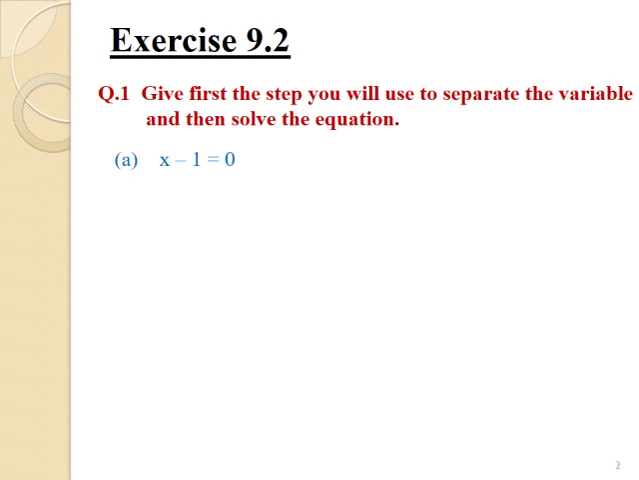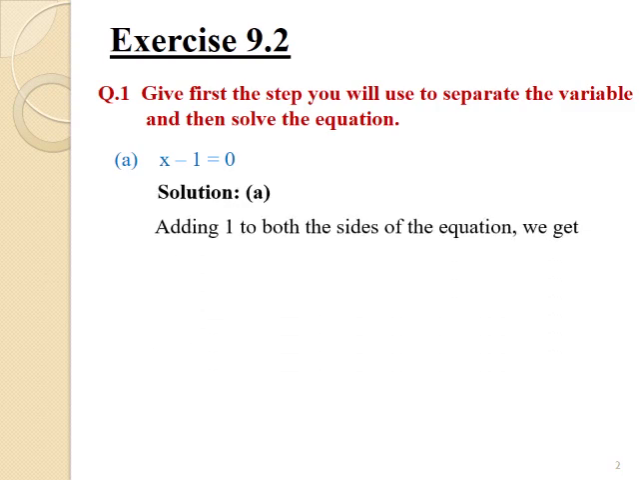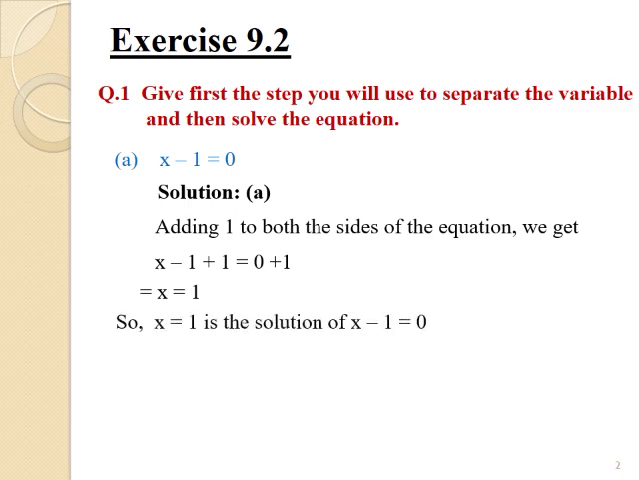Adding 1 to both sides of the equation, we get x minus 1 plus 1 equals to 0 plus 1, so x equals to 1. Therefore, x equals to 1 is the solution of x minus 1 equals to 0.